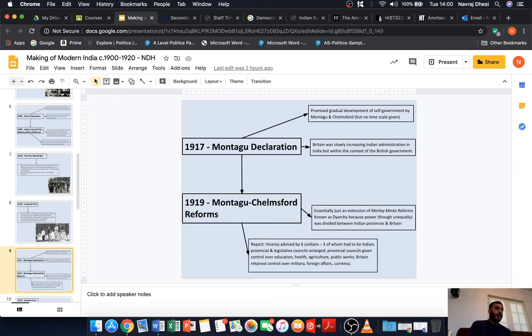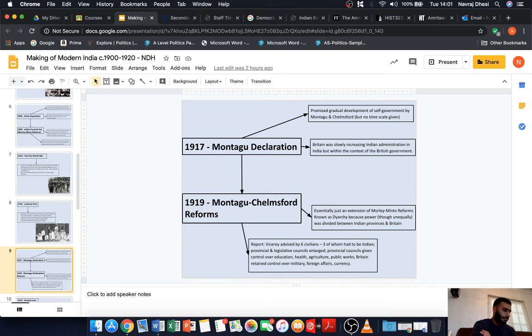This declaration promised the gradual development of self-government. That means the Indians would soon be able, within the context of the British Raj, to become more able to rule themselves. They would have a greater say in self-government and the governance of their own affairs. It promised Indians that they would have a greater say in their own affairs going forwards.